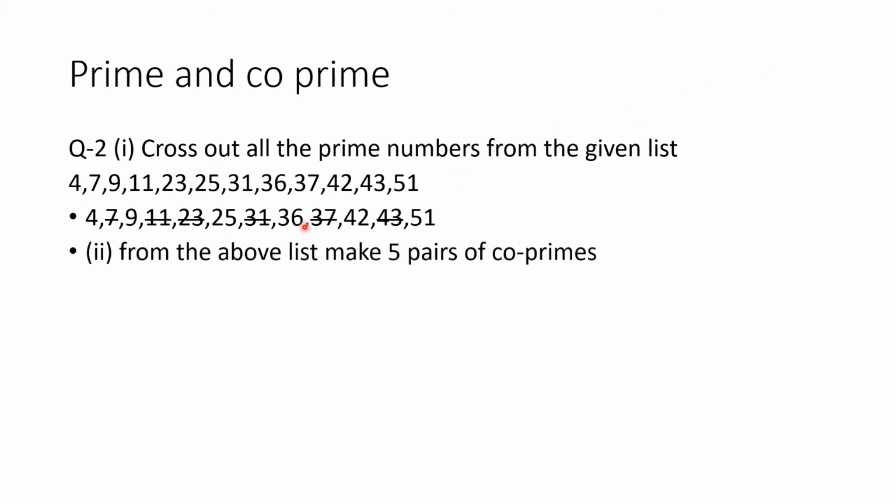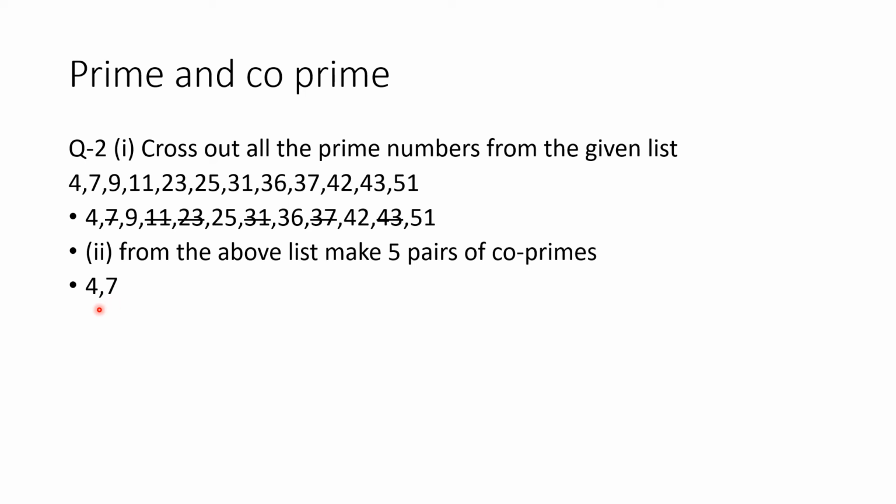Right? Now, from the above list, make 5 pairs of co-primes. We need to make 5 pairs of co-primes from this list. We already know what co-primes are. So, here it is. 4 and 7. It is a pair of co-primes. Why? Because the factors of 4 are 1, 2 and 4 and factors of 7 are 1 and 7. So what is the common factor? Only 1.